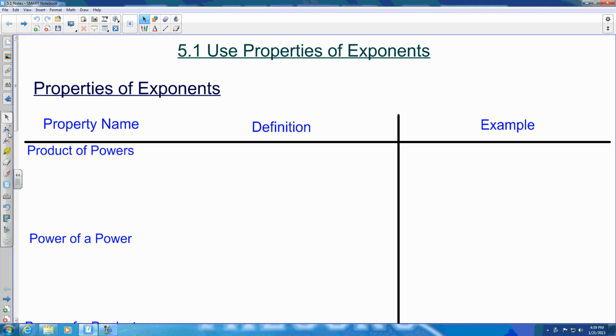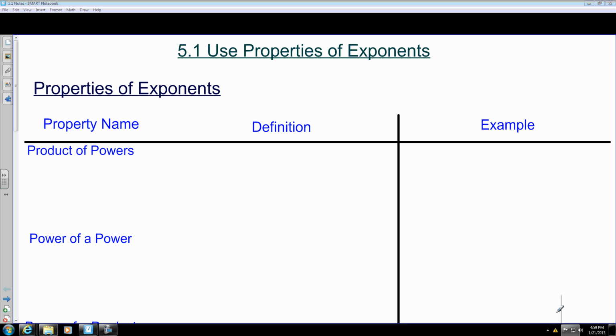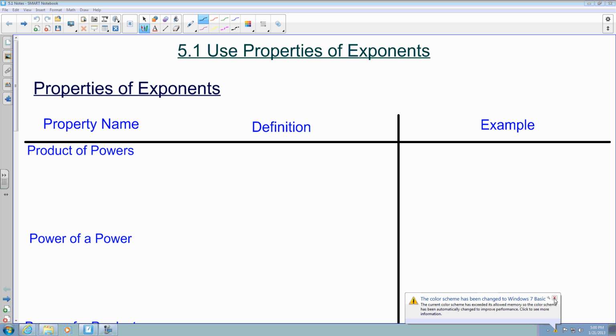All right, we are at the start of chapter 5, section 1, where we're going to use properties of exponents. Some of this may be a review, and some of which is not. So first off, let's start off with the things that are probably similar. We have in the notes some terms that'll help us solve problems through use of the property names of the exponents.